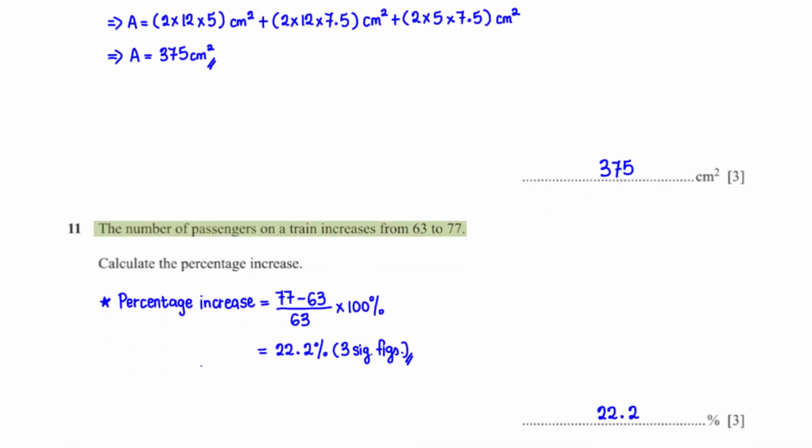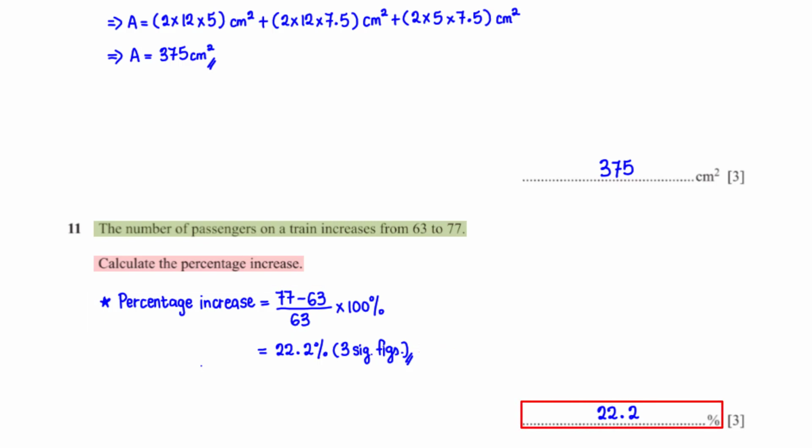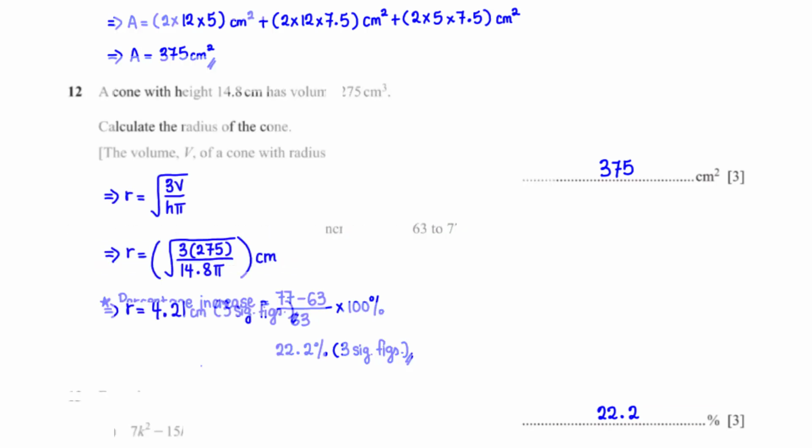The number of passengers on a train increases from 63 to 77. Calculate the percentage increase. The percentage increase is equal to the increase in passengers, which is 77 minus 63, divided by the initial number of passengers, which is 63, times 100%. When we type this into the calculator, we get 22.2%, rounded to 3 significant figures.